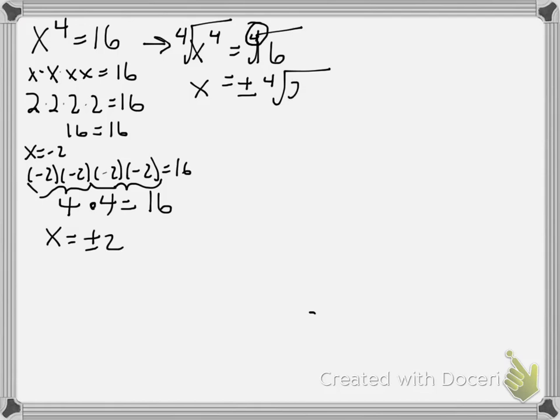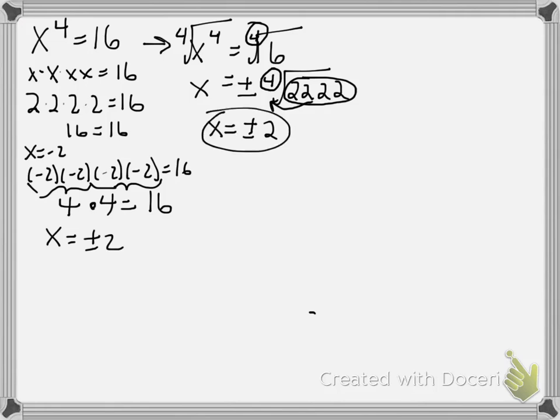And if you break that 16 down, there's really four 2s inside. That works nicely because I'm looking for perfect fourth powers inside of that fourth root. So what I can do is take all four and pull one 2 out of the radical, and I get the answer x is plus or minus 2.